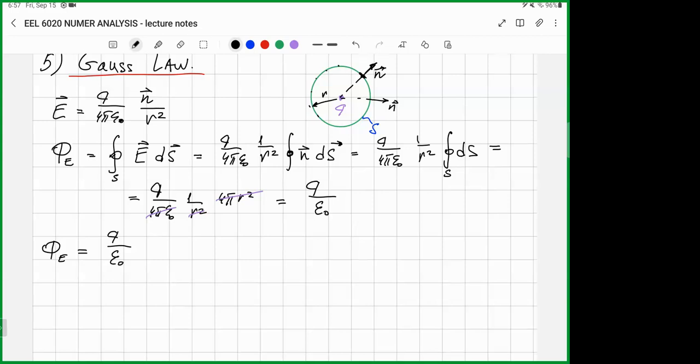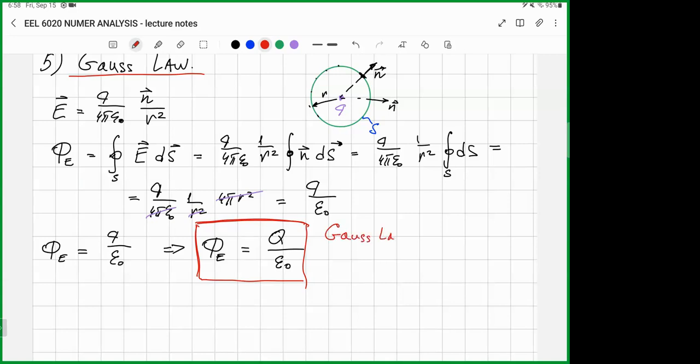And for this reason, if you put more charges in the area, the fluxes of all these charges simply sum up, and that means that the flux for a system with a larger number of charges is given by the total charge enclosed by the surface over epsilon zero. So this is known as the Gauss law. The Gauss law tells us that the total flux through a closed surface is equal to the total charge in this surface over epsilon zero, which is just a constant.